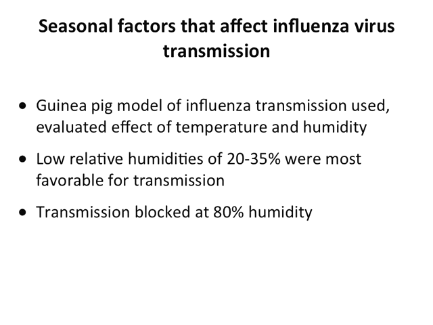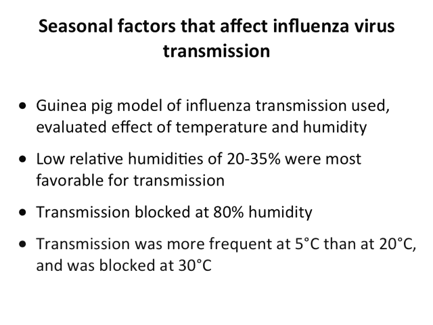So this could, in fact, explain why in temperate climates like ours, there is a prevalence for flu in the wintertime. They also found that transmission in this model was more frequent at lower temperatures, 5 degrees rather than 20. And of course, it's cold and dry here in the winter. And at 30 degrees centigrade, which is quite warm, there's no transmission at all.